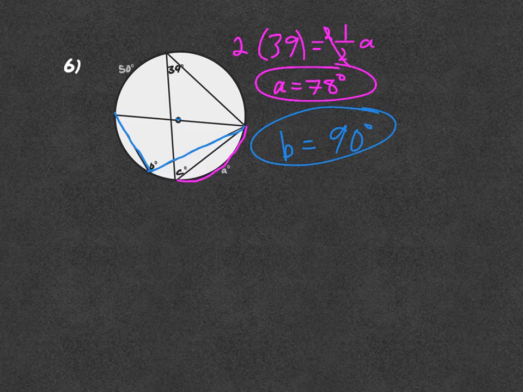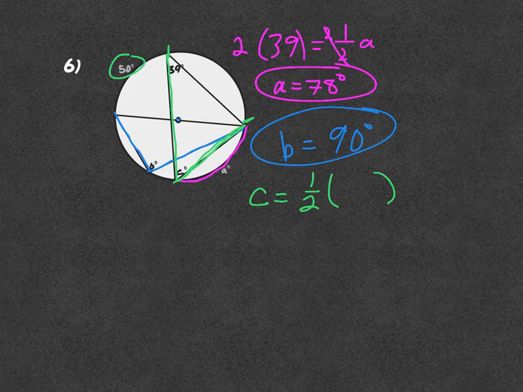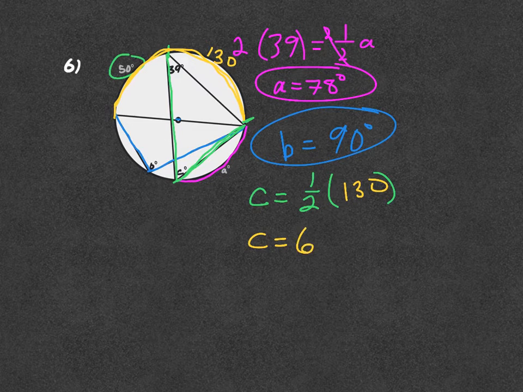And the last one is C. I want to find C, which is this angle here. C is going to be half of the intercepted arc of this, but that intercepted arc is 180 minus the 50, because all the way around is 180. So if I subtract off the 50 there, that would be 130 for the intercepted arc there. So half of 130 is 65. So C is equal to 65.